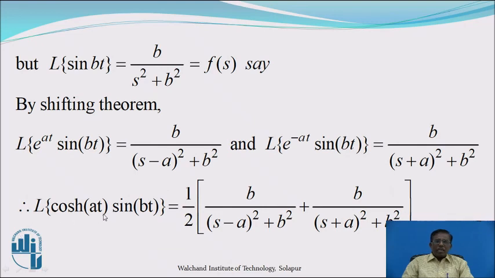Substituting these two results in the above equation, we get Laplace of hyperbolic cos at into sin bt is equal to 1 by 2 into bracket (b upon square of (s minus a) plus b square plus b upon square of (s plus a) plus b square).